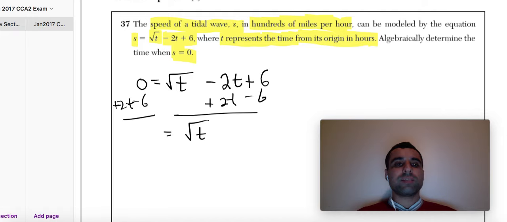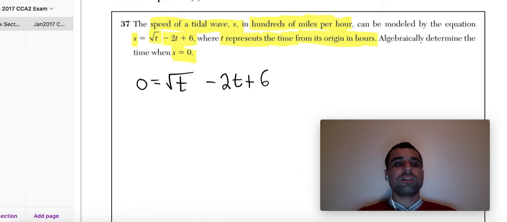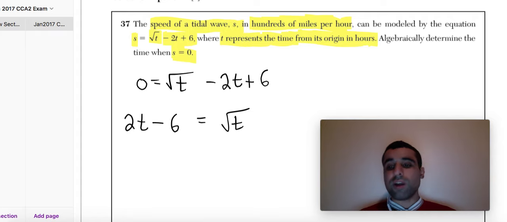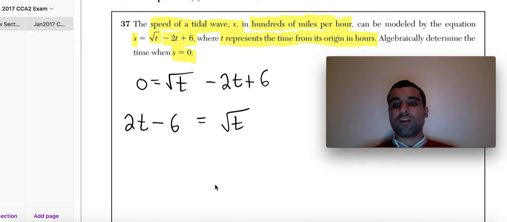Let me write that a little more neatly, guys. If we add 2t, because we have 0 on the other side, adding 2t just makes it 2t. Subtracting 6 makes it negative 6. So I get 2t minus 6 equals square root of t. Now I have the square root expression all by itself, which is part of the goal.